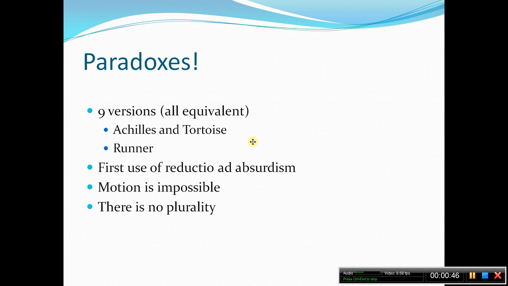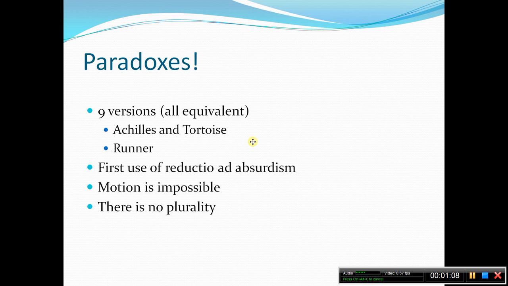However, there are 2 that are the most notable versions, and those are listed as Achilles and the tortoise and the runner paradox. I'm going to list that now. I want you to know that there are 9 that do exist, but I'm going to focus specifically on these 2 because they're the ones that will come up the most if you ever discuss these.